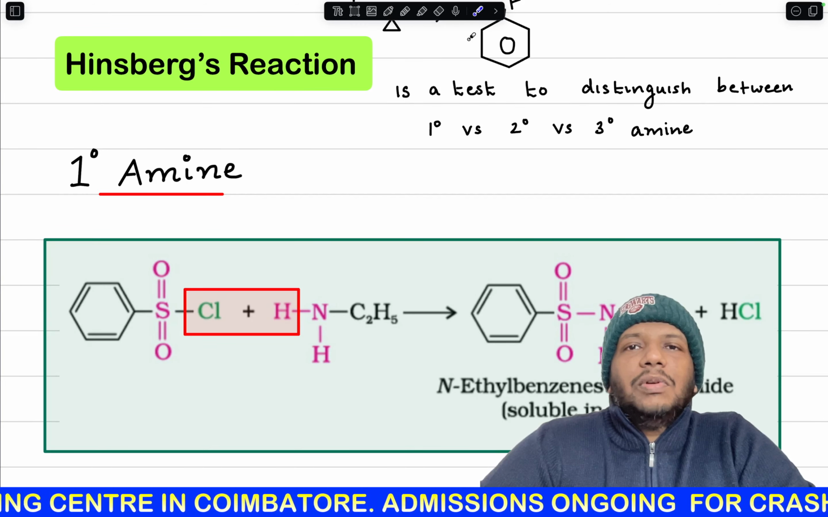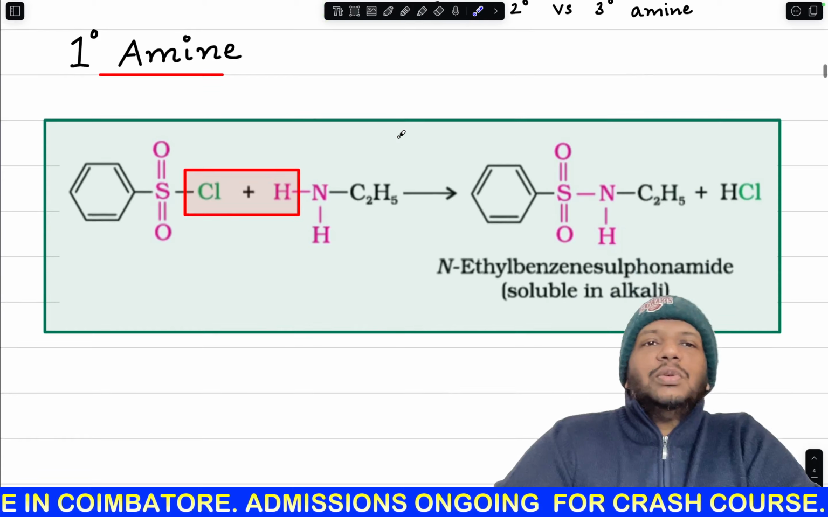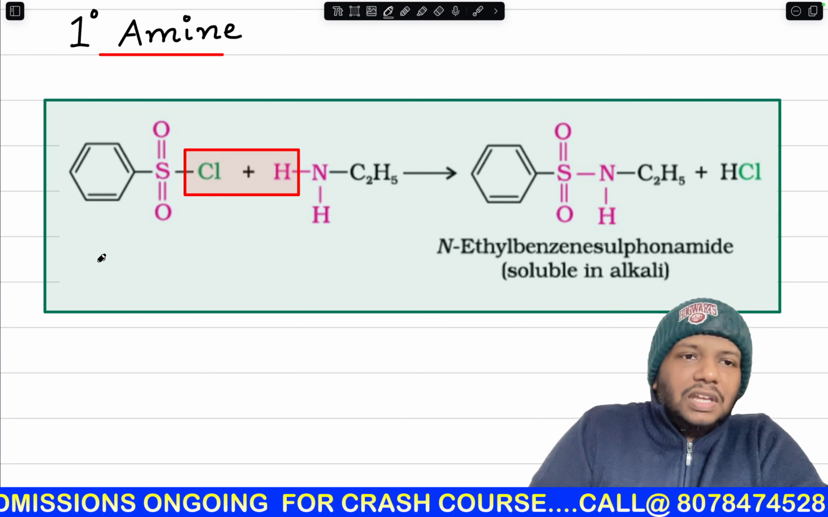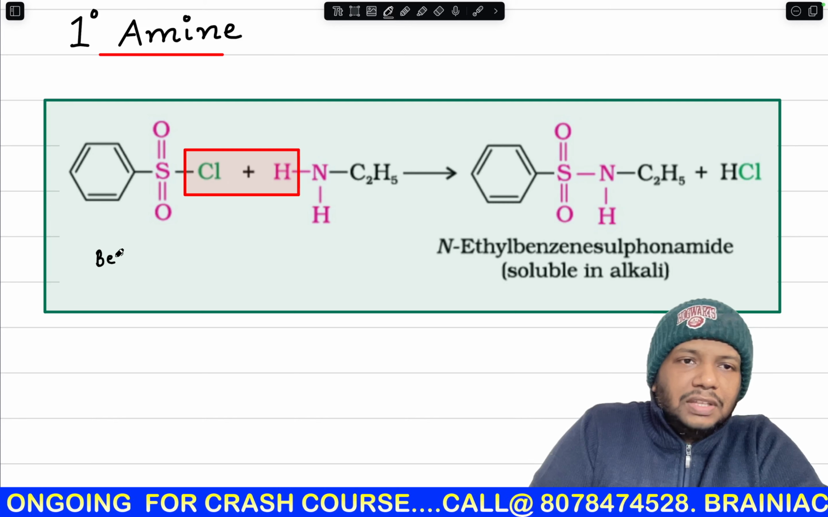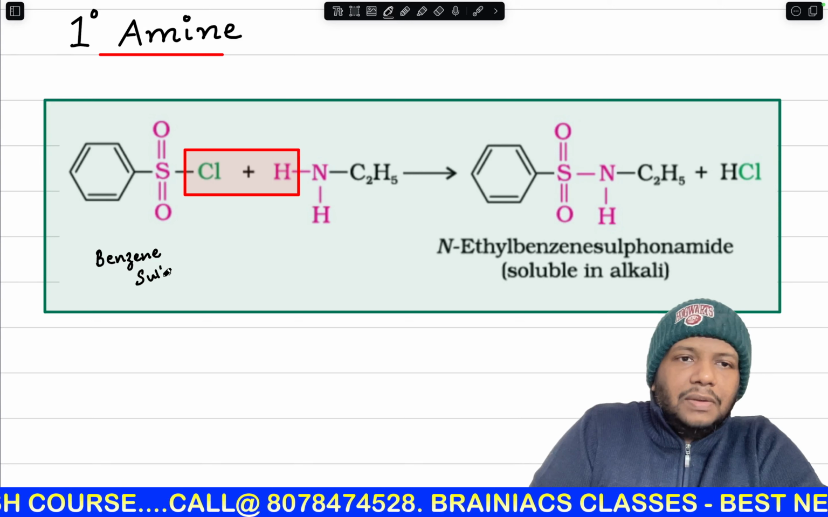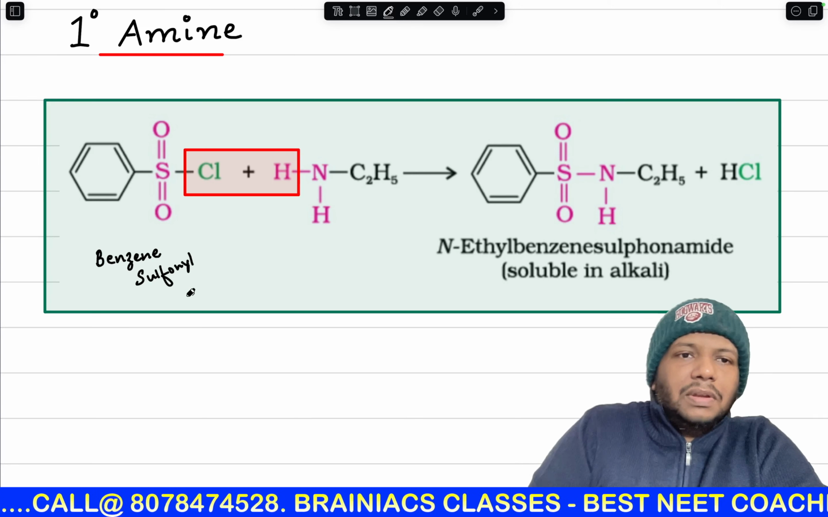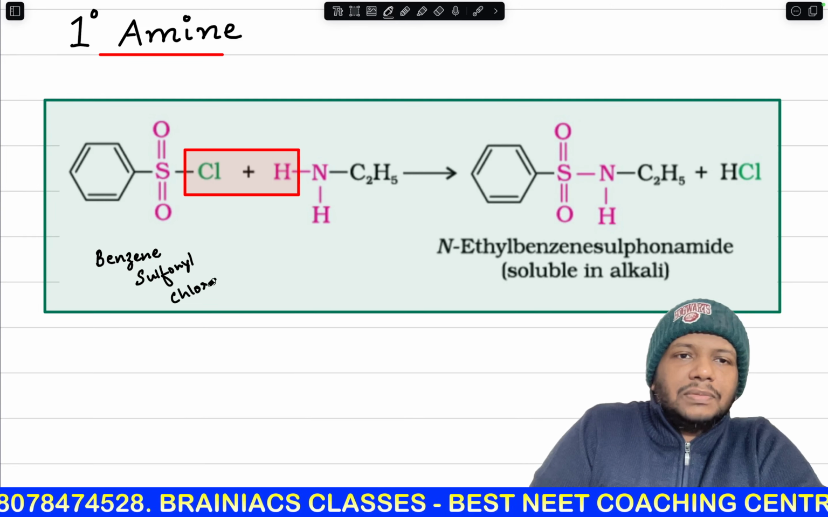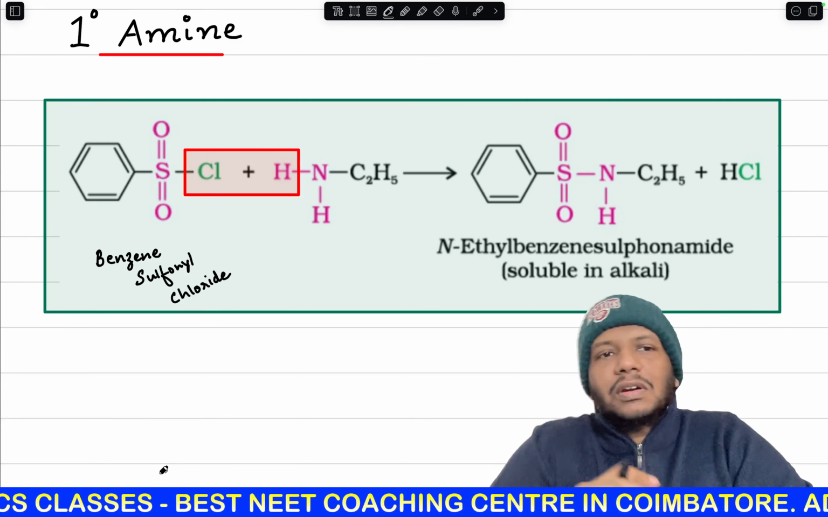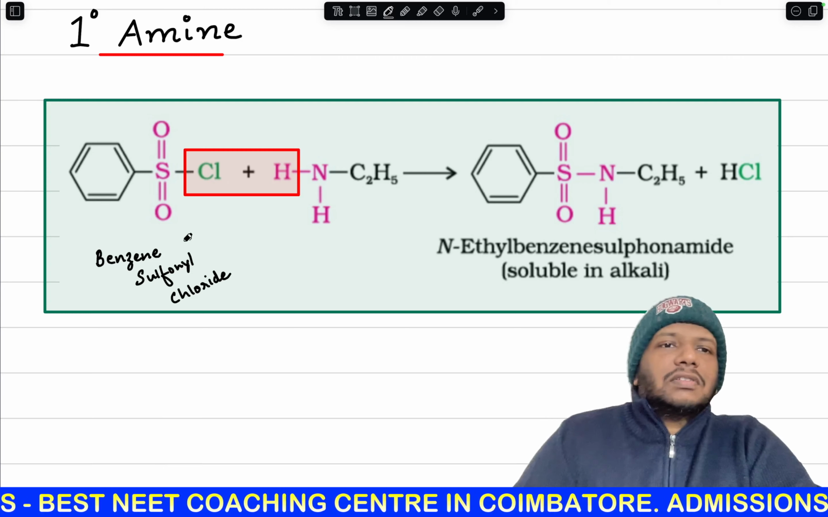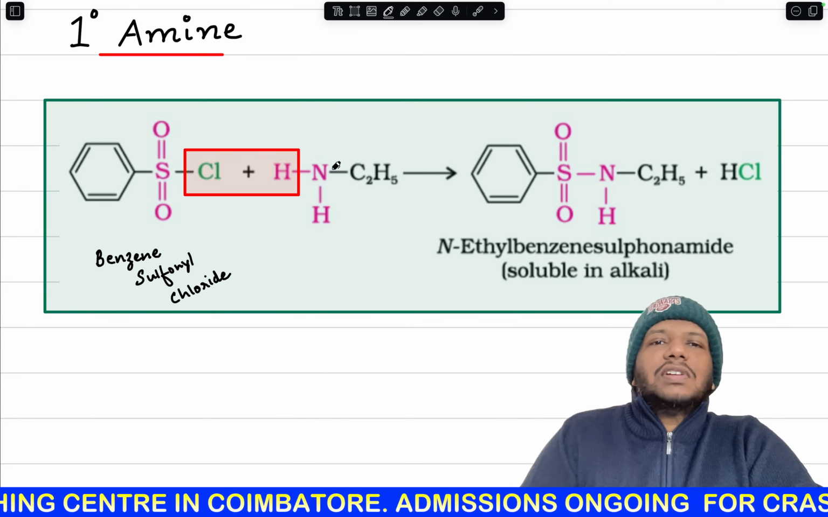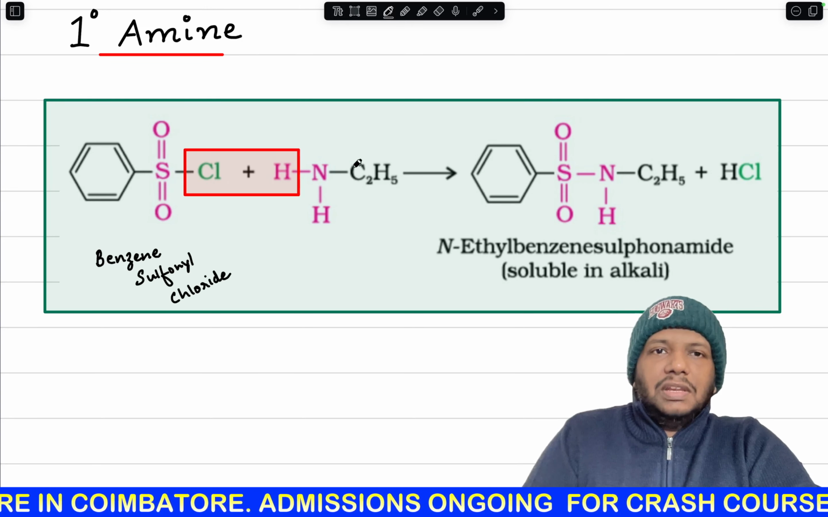Okay, please remember, now we will see which is the reagent used here. Very, very important. In Hinsberg test, we are using a reagent that is called benzene sulfonyl chloride. You can see its structure, benzene with a SO2, that is S double bond O, and chlorine. And now this is treated with a primary amine.